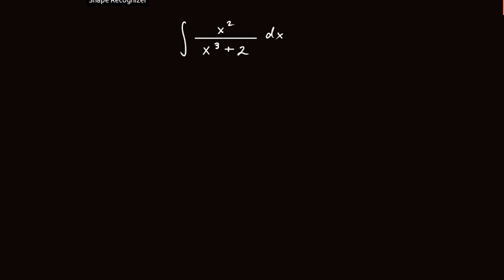Okay, here are a couple more examples involving the method of substitution. So here I have an integral for x squared over x cubed plus 2 dx. I want to find the antiderivative. I'm going to try to use substitution.